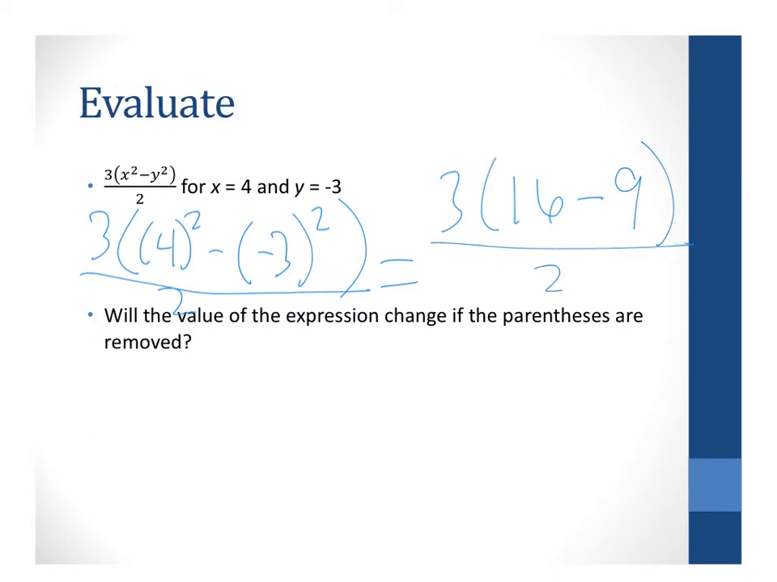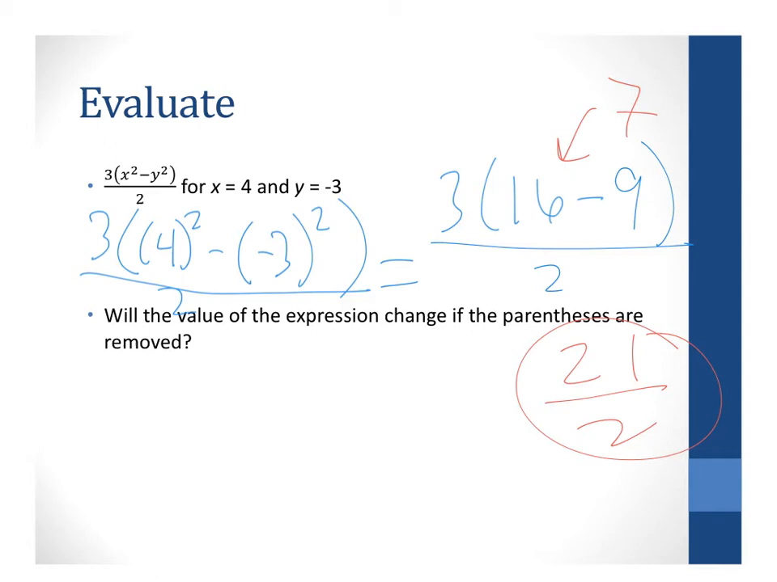All over 2. So 16 minus 9 is 7. So this right here is 7. So 3 times 7 is 21 over 2. And there's my final answer. Pretty rad, don't you think?